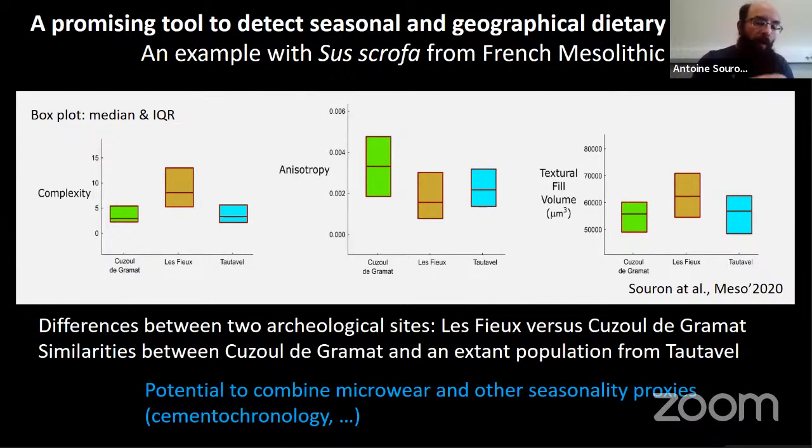So maybe it's something similar for Cuzoul de Gramat, but so far we don't have good enough reference data sets to really explore these questions. So we need to develop the data sets, so reference data sets, with specimens of known period of death and known environments before we can reapply that to the archaeological sites. And there is a strong potential if you combine this kind of approach with cementochronology, for example.